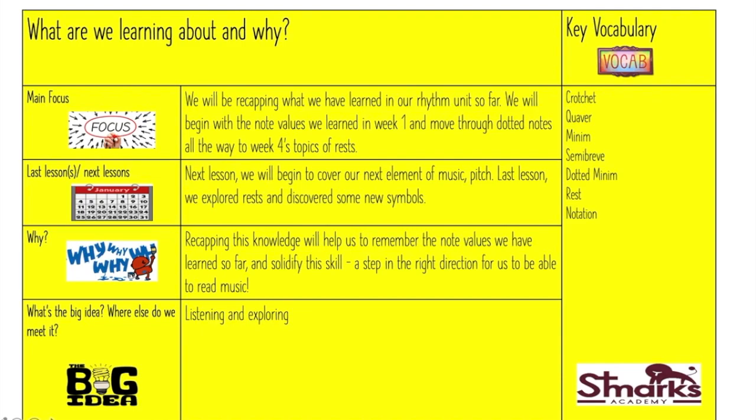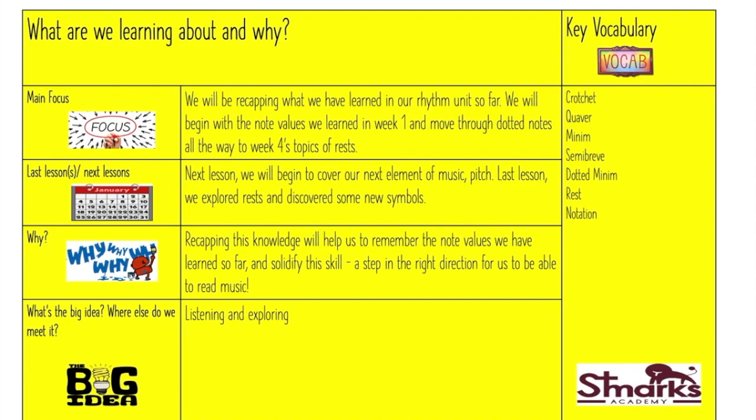Today we'll be recapping what we've learned in our rhythm unit so far. We're going to start right back at week 1 with the note values that we learnt then. So that is the minim, the semibreve and the crotchet. And we'll move all the way through to week 4's topic of rests. Next lesson, we'll begin to cover our next element of music, which is pitch. And last lesson, we explored rests and discovered some new symbols that we associate with our different types of rests.